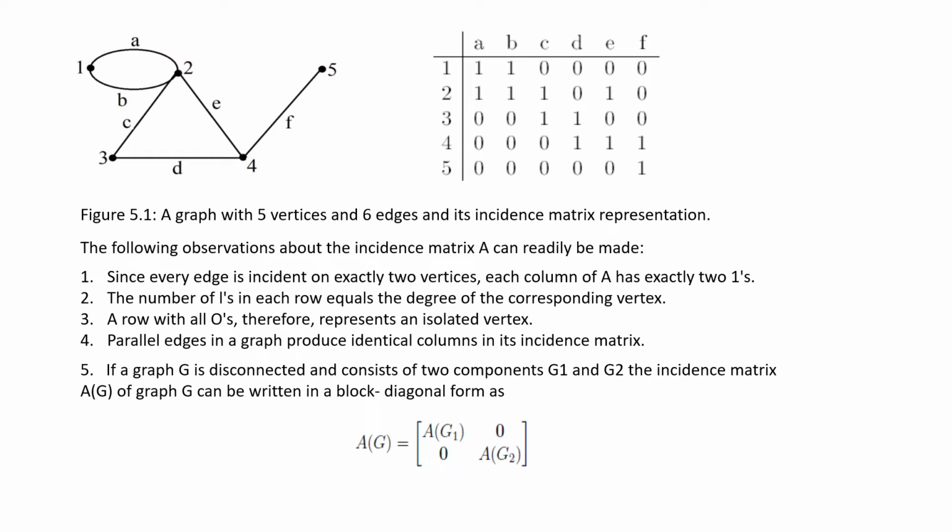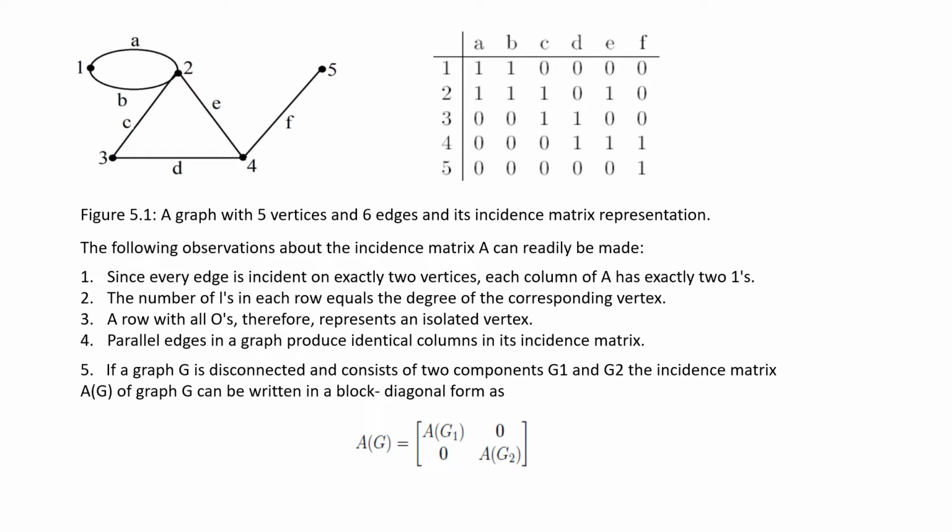The second point is the number of ones in each row equals the degree of the corresponding vertex. Third one, a row with all zeros therefore represents an isolated vertex. Fourth one, parallel edges in a graph produce identical columns in its incidence matrix.